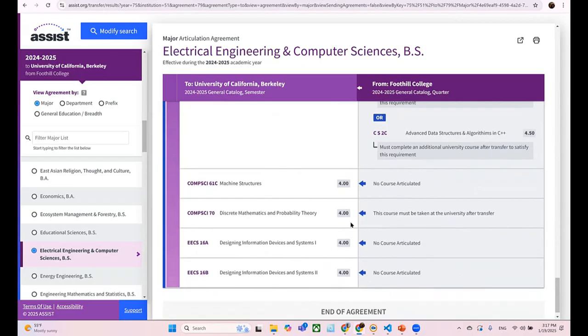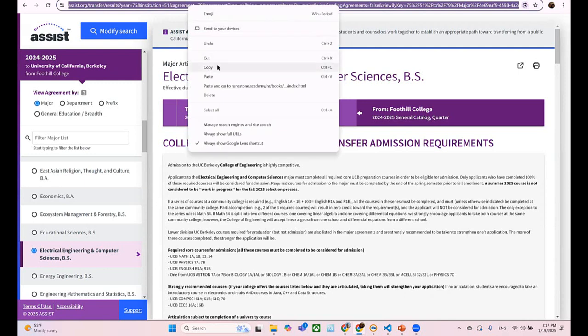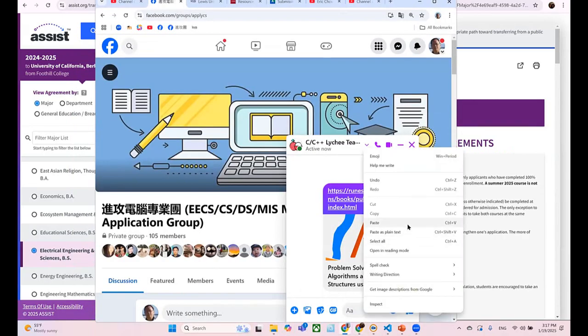Okay, whatever. This you can actually take a look at. This one is the agreement between Berkeley and Foothill College.